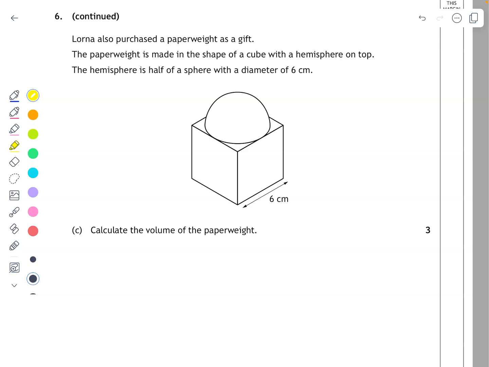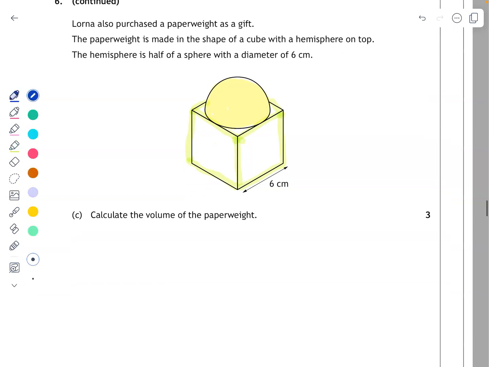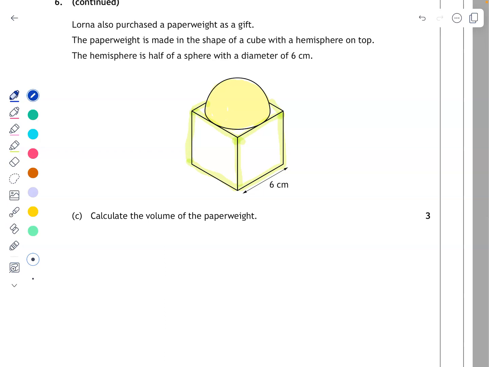So we've got the hemisphere, which is half of a sphere, and then we've got our cube. So all of these sides are the same as the diameter of the hemisphere. So to calculate the volume, well, the volume is the volume of the sphere or hemisphere plus the volume of the cube.